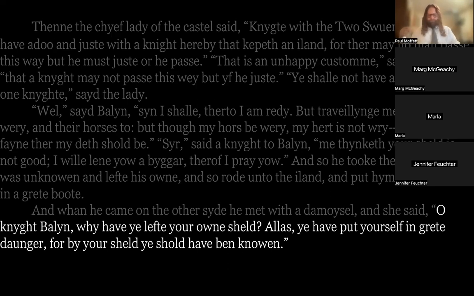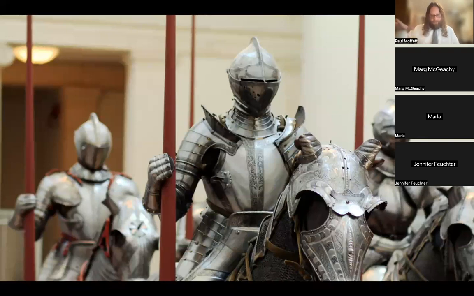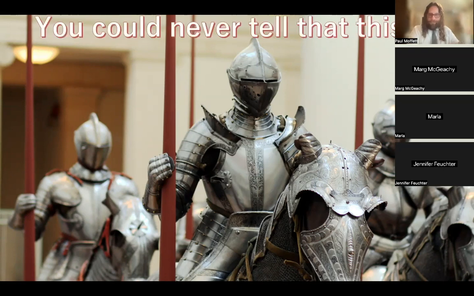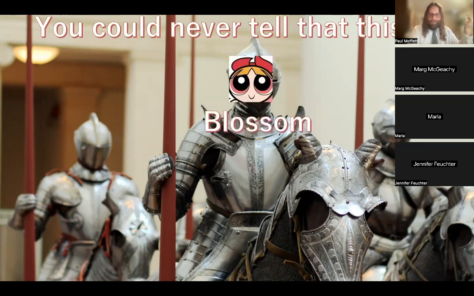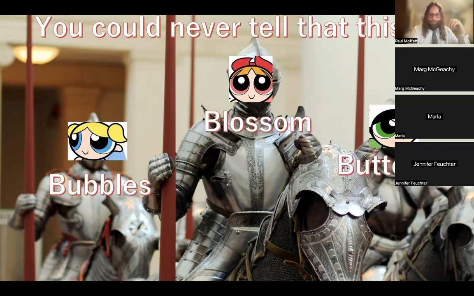This, by the way, I hope is not too hard to follow, why changing his shield makes it hard to recognize him. These are 15th century armor. Le Morte d'Arthur is written in the 15th century. Who knows when it is set? But Malory and his readers would certainly have been imagining this kind of armor. You can see this 15th century armor. You're wearing a helmet, it is hard to recognize you. You could never even tell by looking at this that this is Blossom, Bubbles, and Buttercup from the Powerpuff Girls underneath this armor.